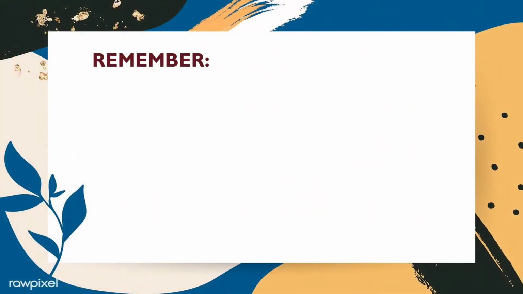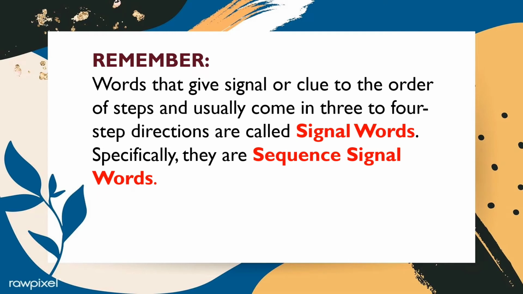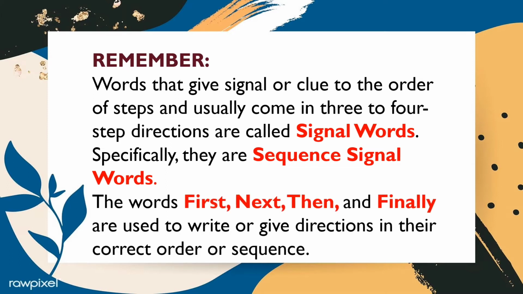So always remember that the words that give a signal or clue to the order of steps, and usually come in 3 to 4 step directions, are called signal words. Specifically, they are sequence signal words. The words first, next, then, and finally are used to write or give directions in their correct order or sequence.